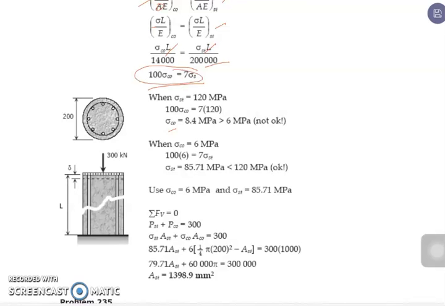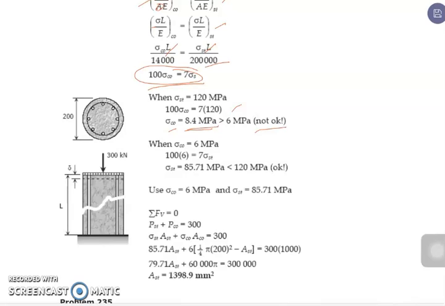So we now have our equation, which is 100 stress on the concrete is equal to 7 times 120. If we simplify this, we get the value for the stress on the concrete, which is 8.4 megapascal. Based on the given allowable stress for the concrete, which is 6 megapascal, this value is not okay, since it exceeds the allowable stress of the concrete given in the problem. So we have here a remark which is not okay.